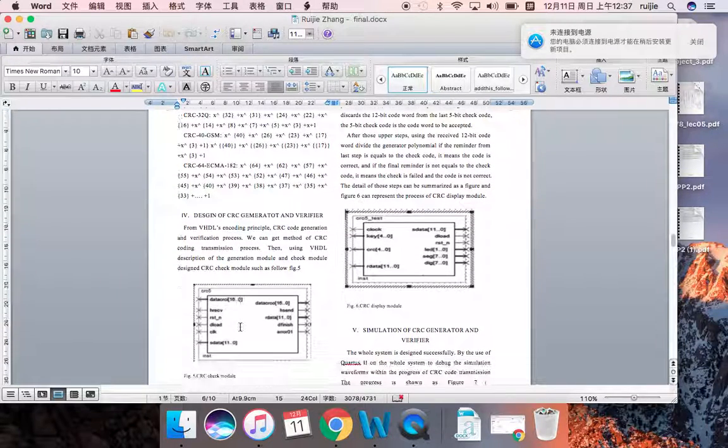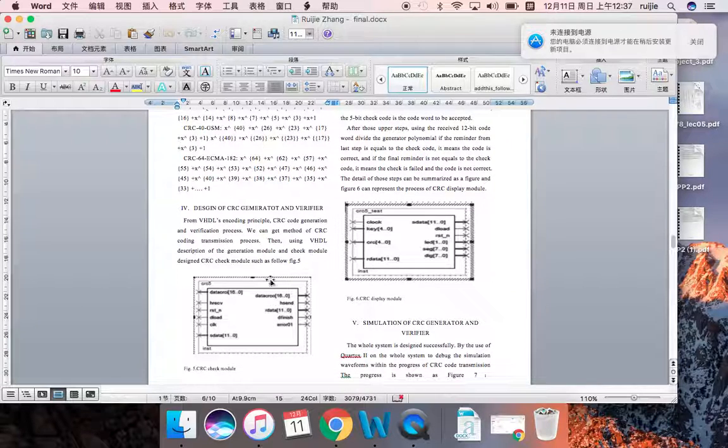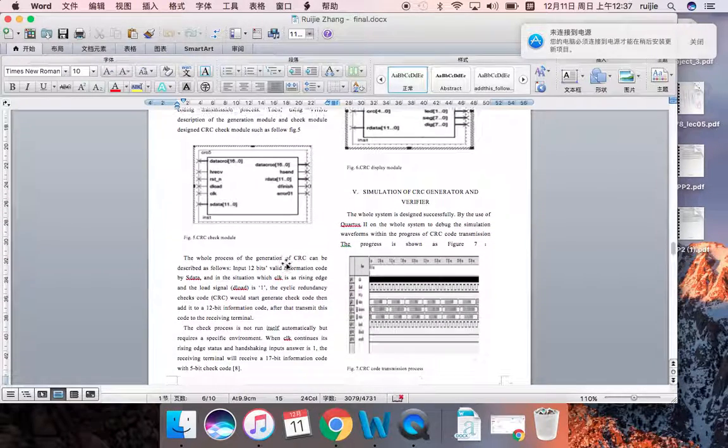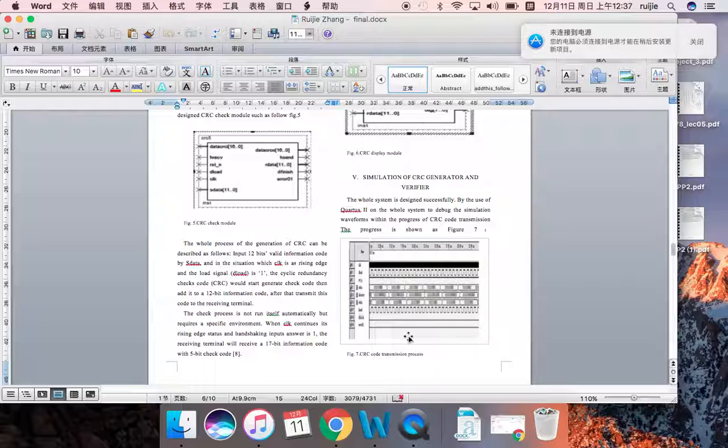We can get a method of the CRC code transmission process, then use a description of the generation module and check module to design the CRC check module, as shown in the following figure. The whole process of the generation of CRC can be described as follows.